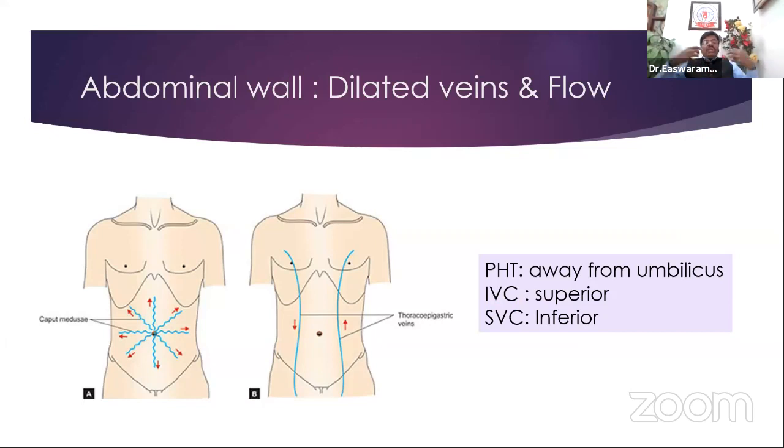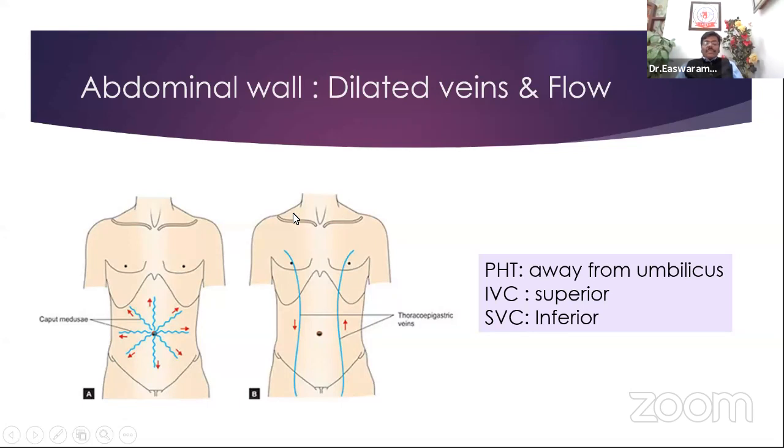So the flow is away from the portal vein. They want to join the systemic veins elsewhere, to the superior vena cava, inferior vena cava territory. So spokes of the wheel like that, caput medusae. Whereas in a case of inferior vena cava obstruction, there is obstruction here in the inferior vena cava, the flow is along the lateral thoracoepigastric vein, it will be like this. Okay, in other words, the flow is superior.